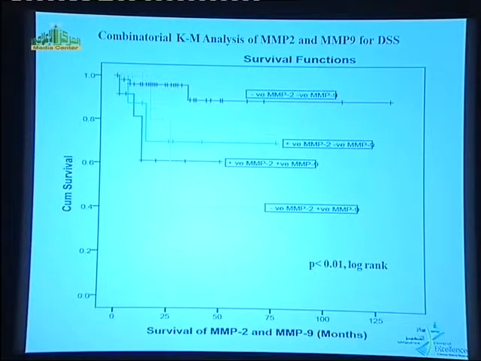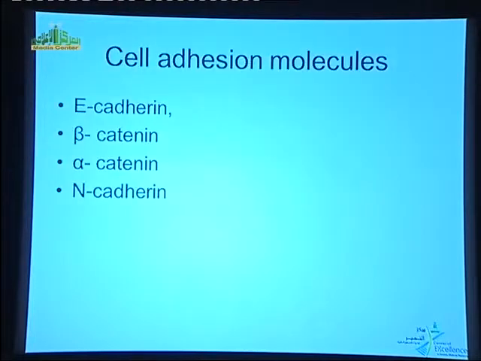And here is the combinatorial approach for those two proteins, showing that MMP9 as a disease-specific prognosticator is more powerful than MMP2, but if both are negative, patients live better than the others.